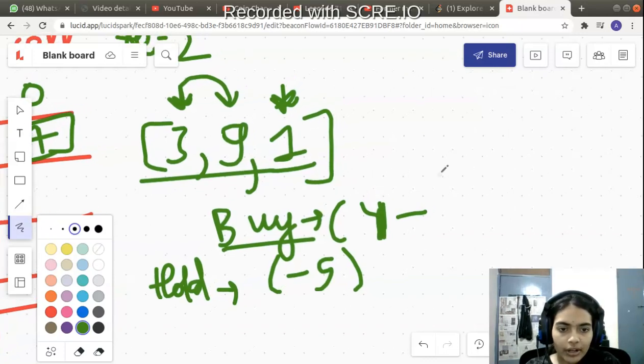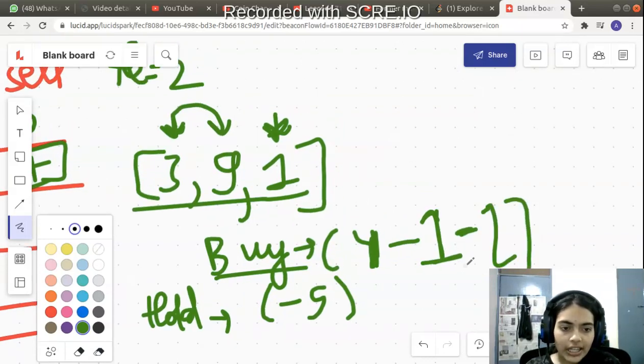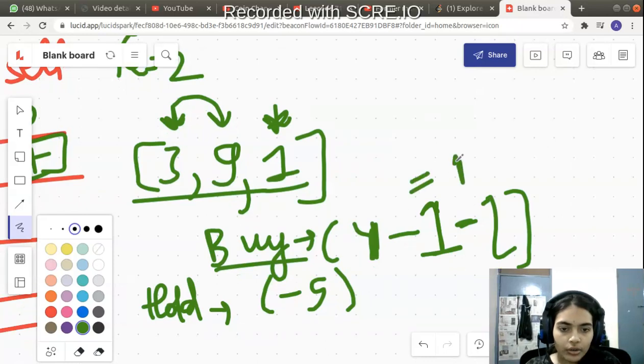Now for buying, I would have borne a cost of 1 and transaction fees of 2. So 4 minus 1 minus 2. 4 minus 1 is 3, 3 minus 2 is 1. So 4 is the profit that I earned before by buying the stock at 3 and selling the stock at 9. Now when I'm buying the stock on day 3, I am losing 1 rupee and 2 rupees in transaction fees. So overall I am at this position, 1.